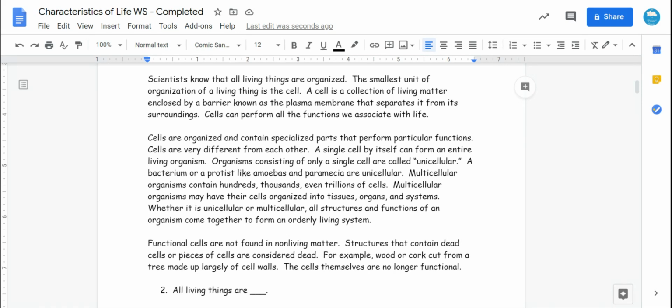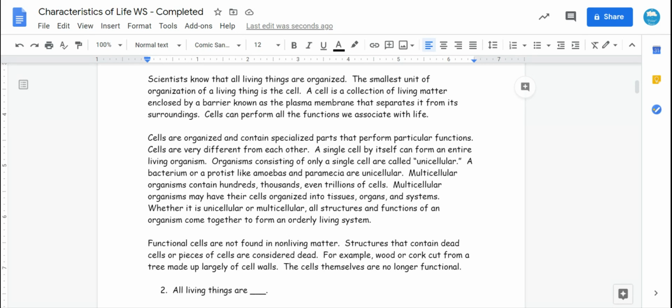Cells are very different from each other. A single cell by itself can form an entire living organism. Organisms consisting of only a single cell are called unicellular. A bacterium or a protist like amoebas and paramecia are unicellular. Multicellular organisms contain hundreds, thousands, even trillions of cells. Multicellular organisms may have their cells organized into tissues, organs, and systems.